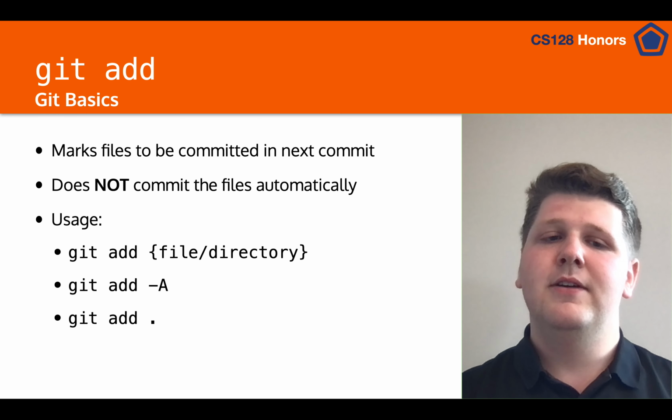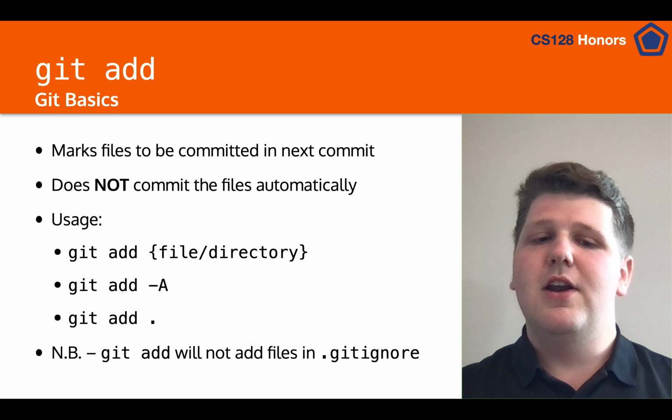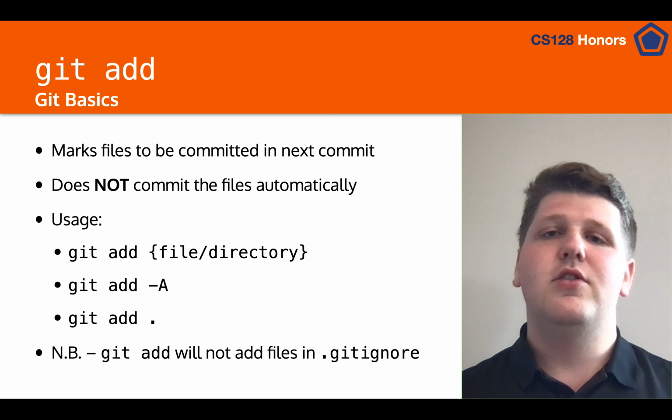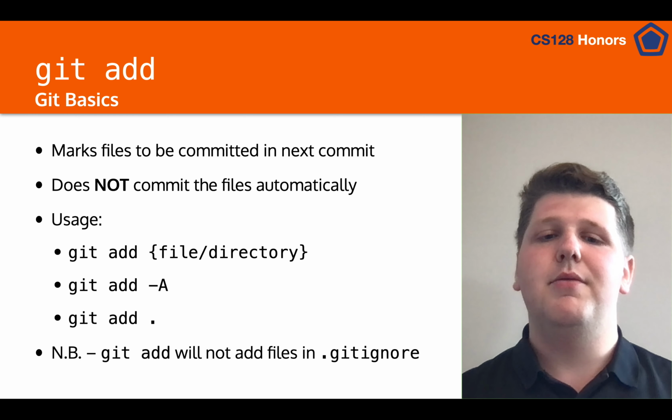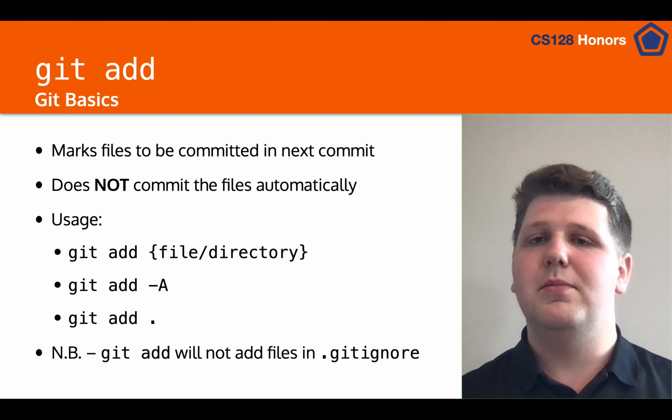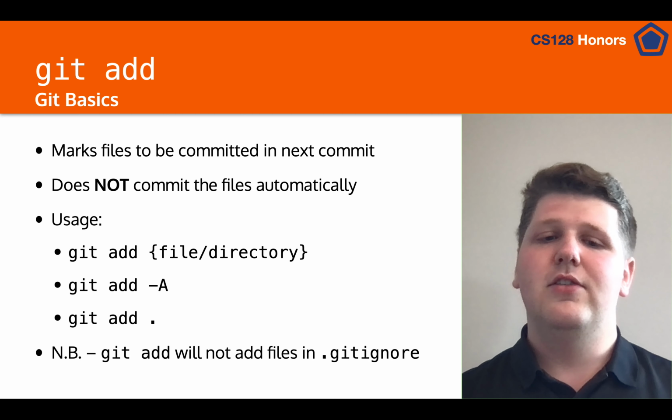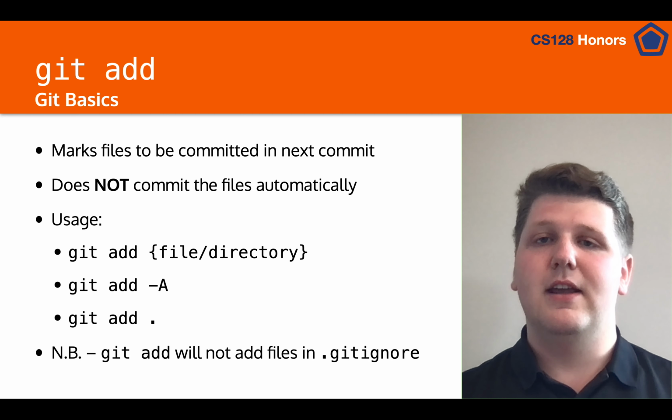And then finally, keep in note that there's a file called gitignore, and inside that file there's a pattern, and it will tell Git to ignore any of those files, and it will not let you add it unless you specifically tell Git to do so. So git add will ignore those files in the gitignore. So let's give a quick demo on git add.